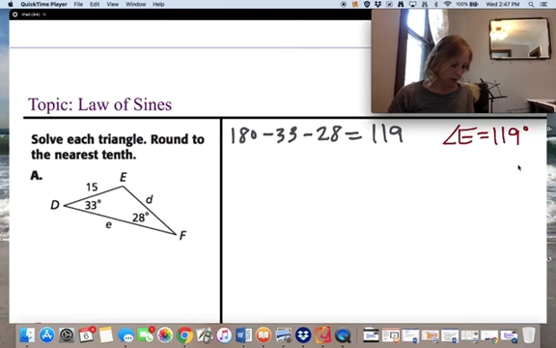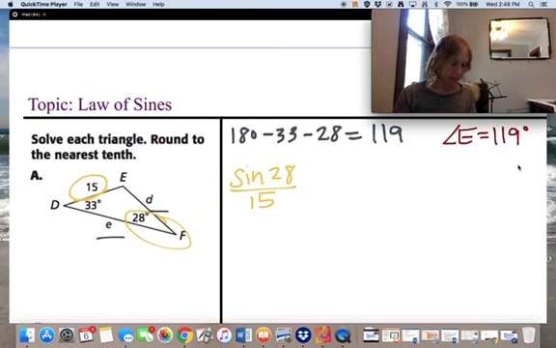Next, we are going to solve for the missing side lengths E and D. What I would recommend is looking at your triangle and seeing what angle and side length you are given where you don't have to do any type of rounding or guessing. In our triangle, we have our angle F and our side length F, so we for sure want to use that in our proportion. So we'll have the sine of 28 degrees divided by 15.